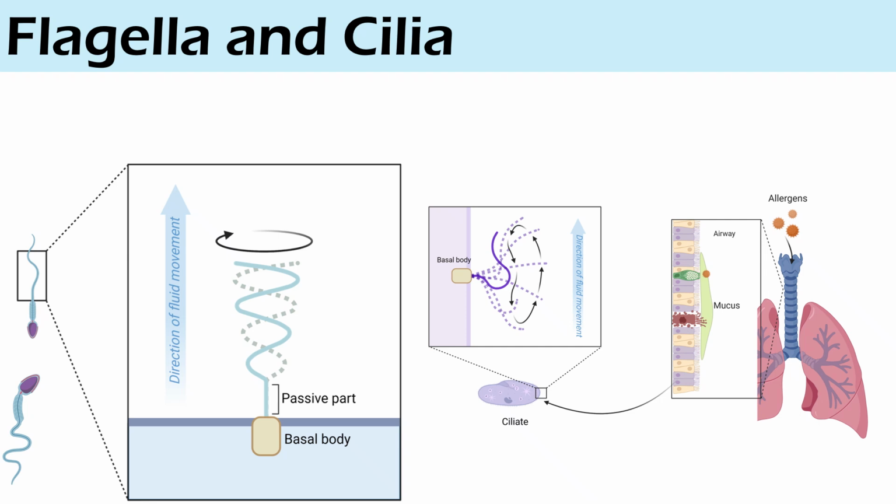Cilia also don't act alone. There are usually thousands of them, if not more. And they're usually on cells that have to move the external environment around them. Paramecia have cilia all around them, and it moves their watery environment around them in search of food.